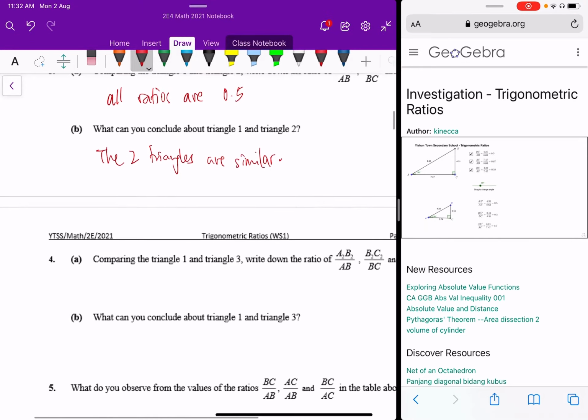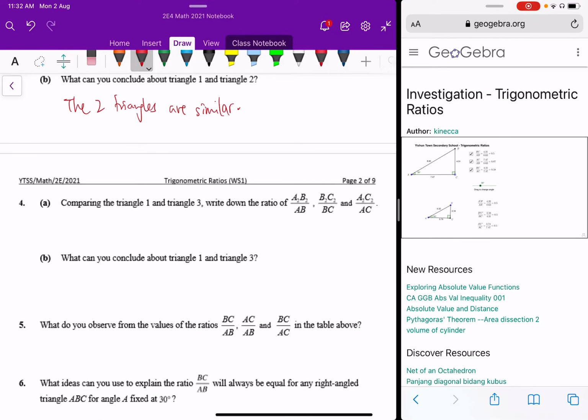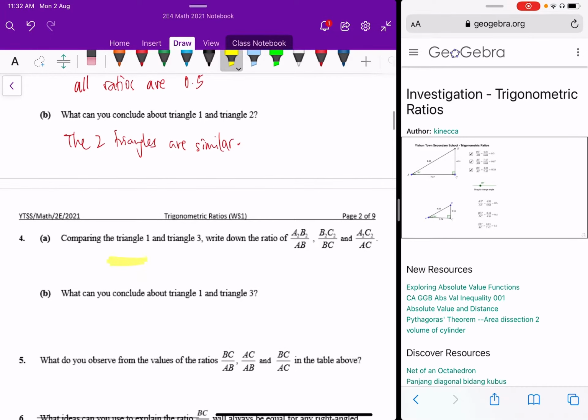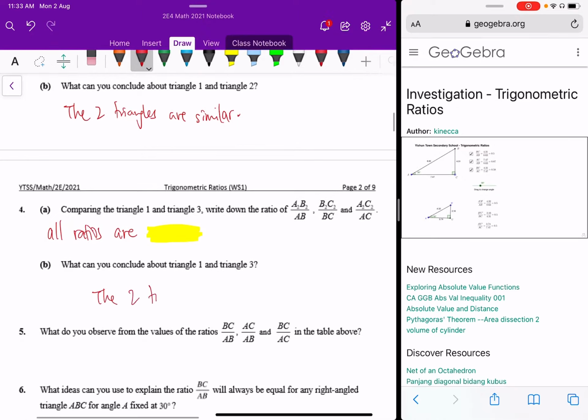Now do the same for triangle 3 and triangle 1. Triangle 1, you don't touch it, but triangle 3, your triangle and mine could be very different because it depends on what number you fill in here. Whatever number you fill in here will affect your answer here. So everybody should get a different answer, but you should still come to the conclusion that all ratios are the same number. So can you try to fill it out yourself? Everybody's answer should be slightly different. And then you can also conclude that the two triangles are similar.